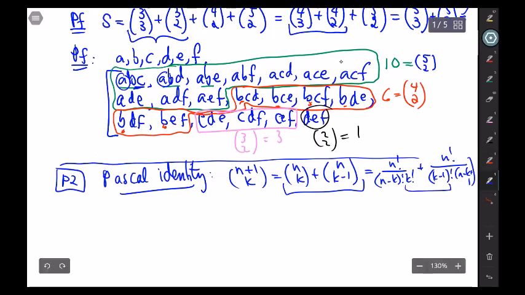You can find the common denominator and then clean up the mess, and you should be able to get this result. Alternatively, let's find the combinatorial argument for this. What would be a good combinatorial argument?